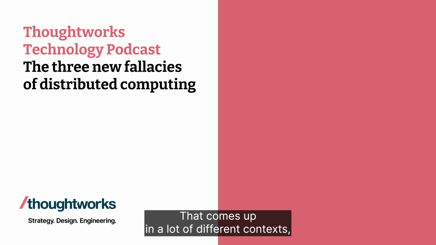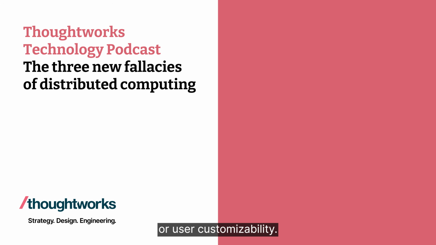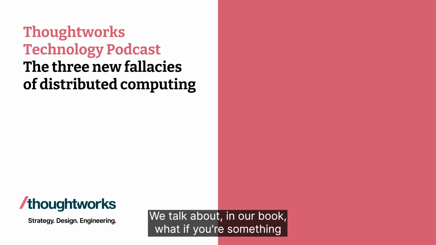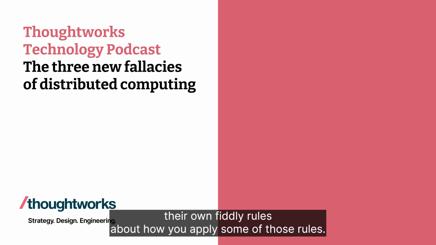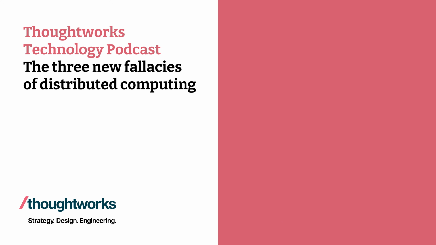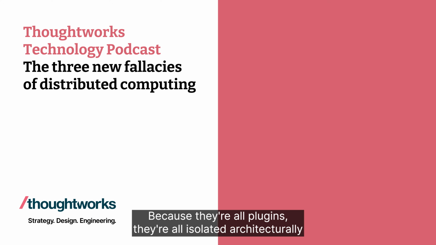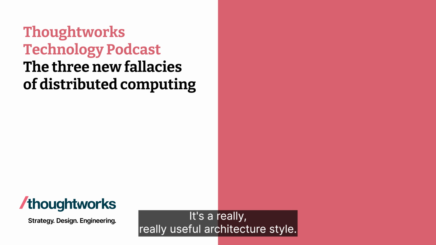I mean, that comes up in a lot of different contexts, whether it's operational customizability like continuous integration or user customizability. We talk about in our book, what if you're something like an insurance company in the United States where you have standard policies, but then every state can have their own fiddly rules about how you apply some of those rules? A microkernel is perfect for that because you build a core insurance engine in the middle, and then every state gets their own plugin to modify what needs to happen uniquely for that state. And because they're all plugins, they're all isolated architecturally from each other, so they don't interfere with one another. So it's a really, really useful architecture style.